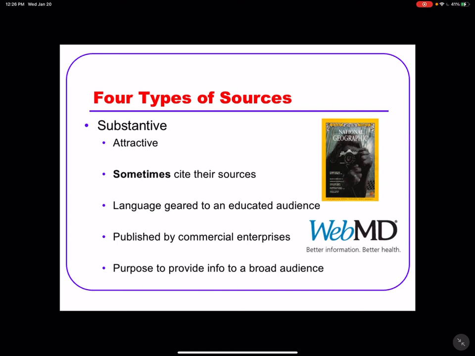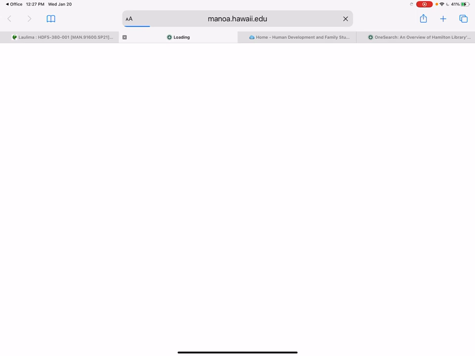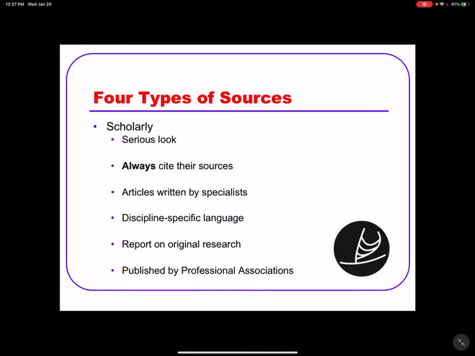So we're at SPS, and then our fourth one is scholarly. There it is. Scholarly. These articles have a serious look. These articles mean business. You can tell from the cover. I mean, that cover is not to have fun.